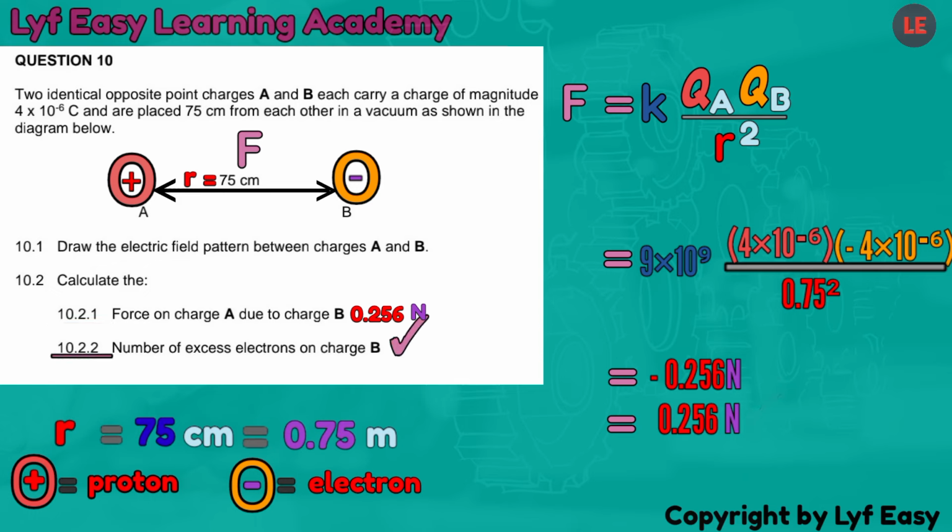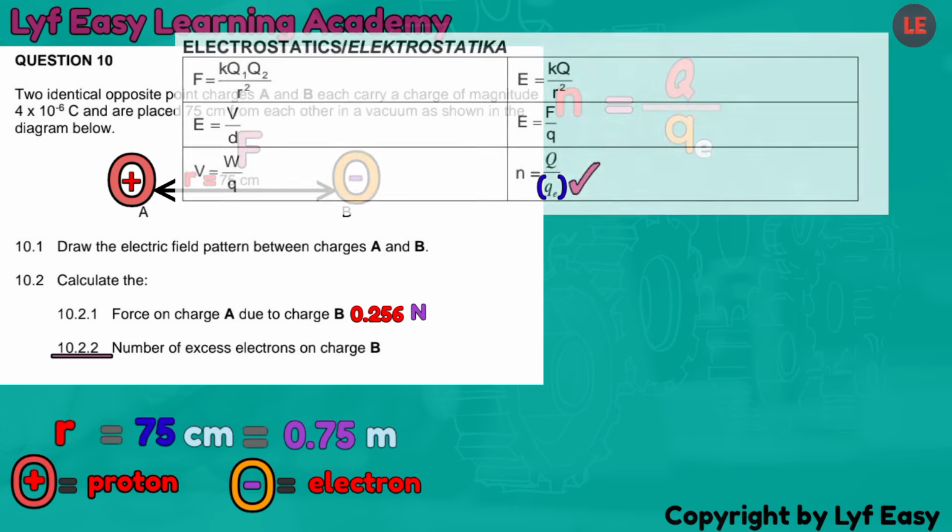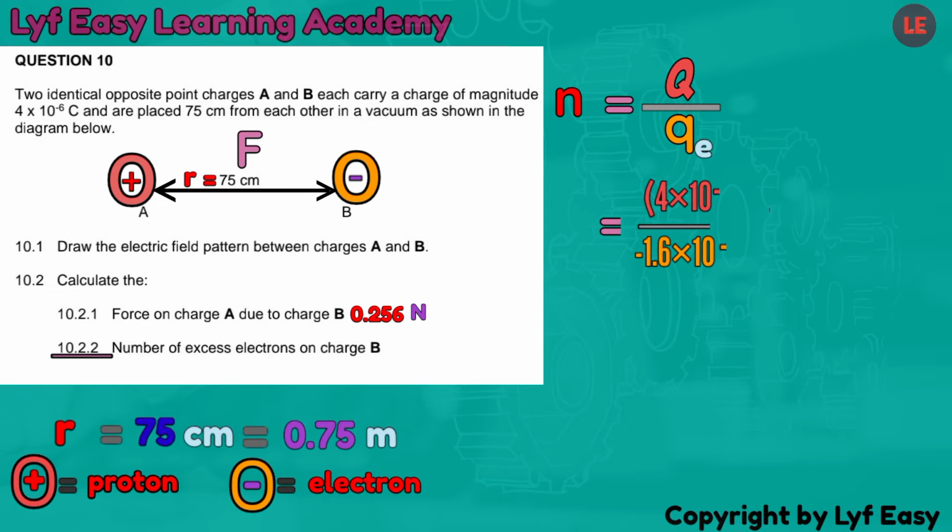To calculate the excess electrons on charge B, we use this formula. This N represents the number of electrons, this capital Q represents the value of the charge transferred, and this small q represents the electron charge constant. Then substitute and calculate.